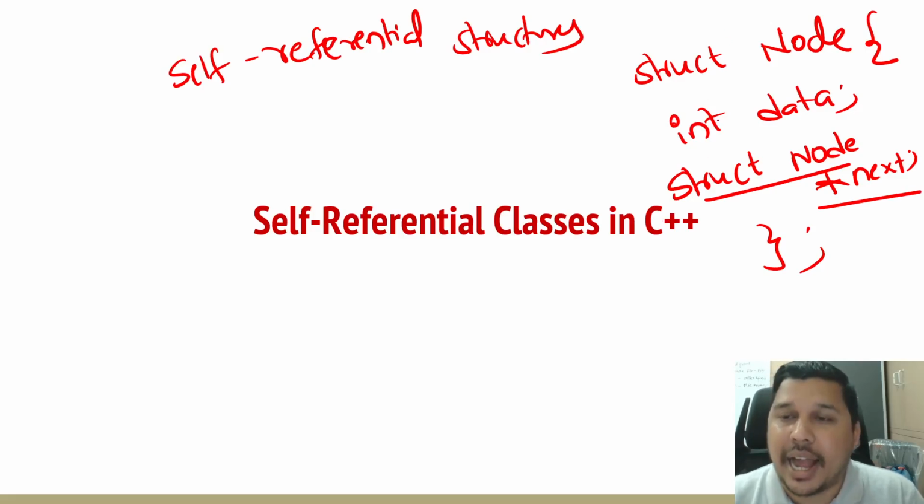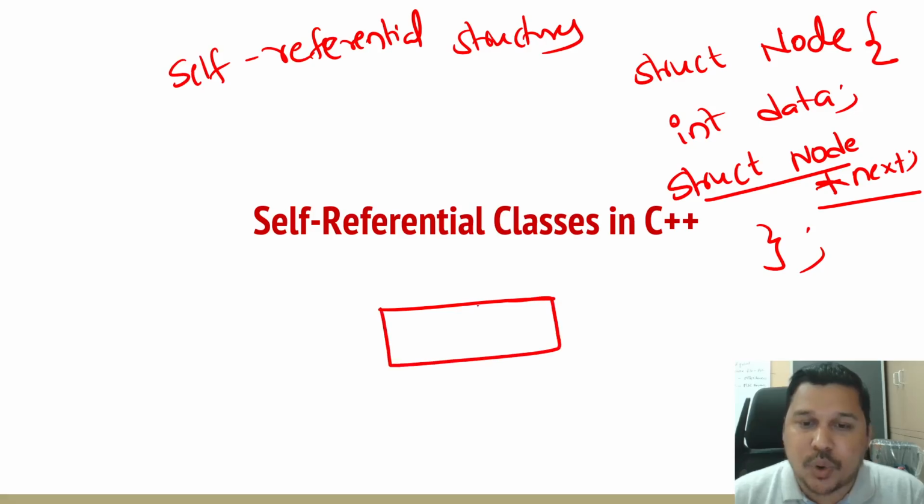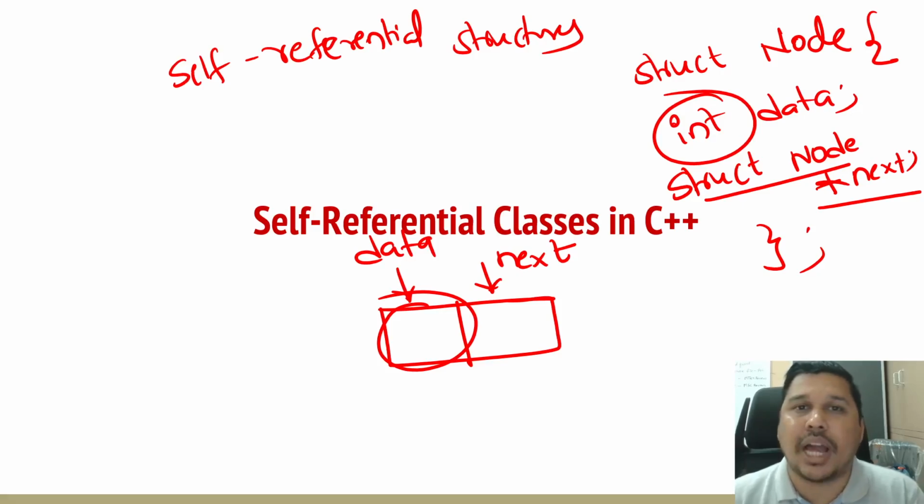Why? I'm trying to create a node structure with two parts. One is the data part, the other is the next part. What is the data type of this data part? It is integer. Maybe I want to have an integer linked list, so I have given integer. So this is of type integer. Okay, what is the type of next?